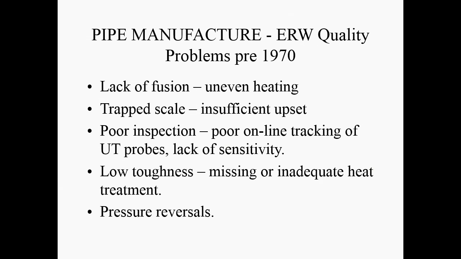If you don't force the sides together strongly enough, you don't get very much upset. You get trapped oxides in the weld at poor strength. Inspection was a problem because the weld seam moves around a little bit, and the inspection in the early systems was fixed where they thought the middle of the weld seam would be, and the weld seam would just wander in and out of the inspection zone. It wasn't surprising that you missed defects under that case.